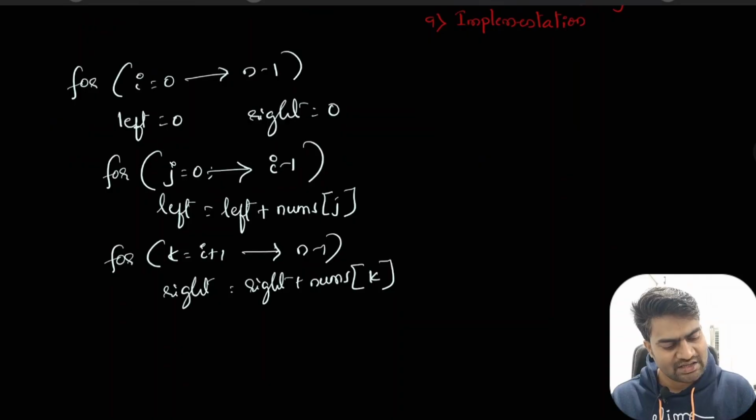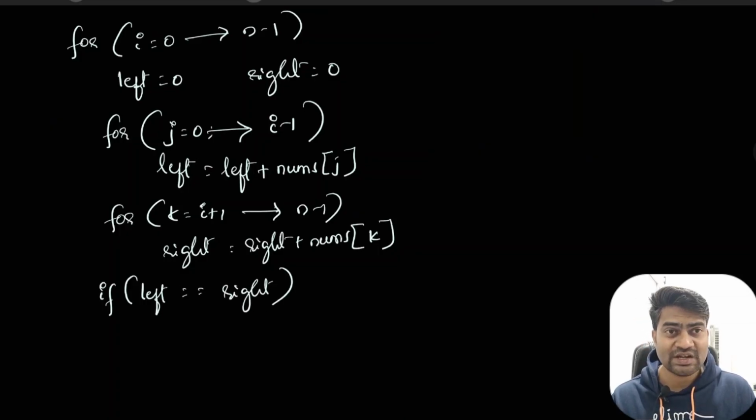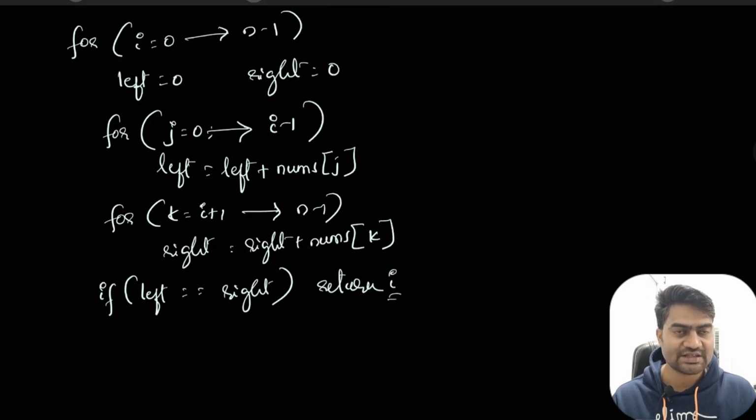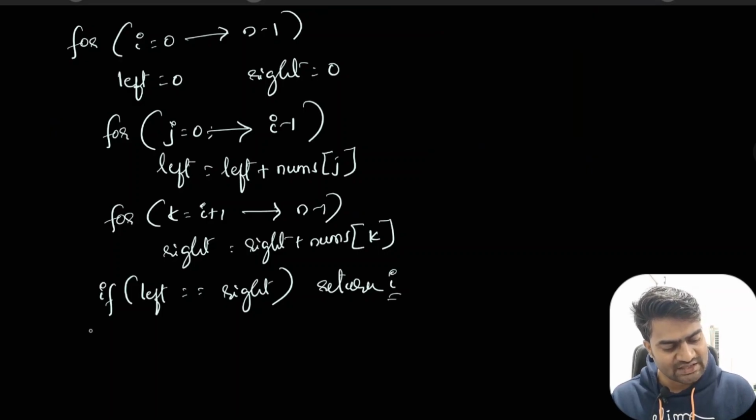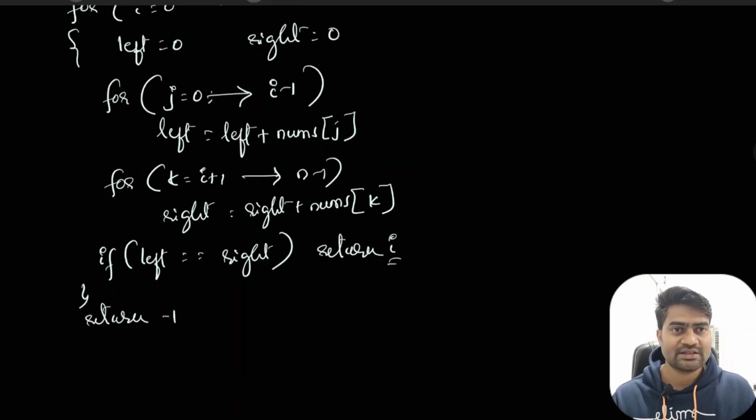Then finally, after the end of the second for loop, I will check if my left value is equal to my right value, then I found my pivot index. So I will simply return my index i. So this is how we need to do it. If that is not the case, at the end of the for loop, we will have to simply return -1. This is when we don't find any pivot index.